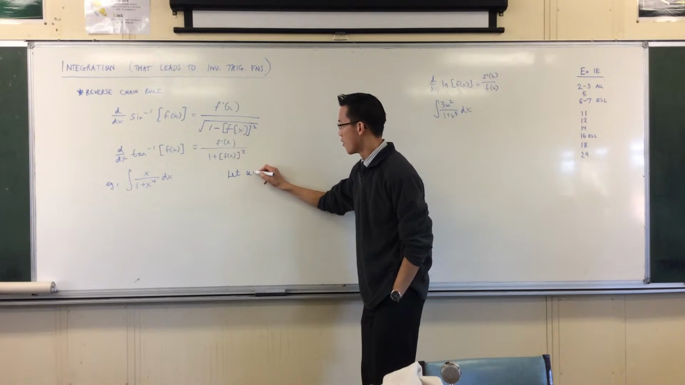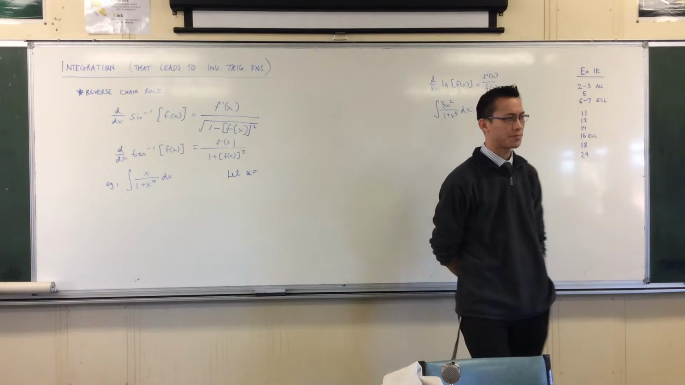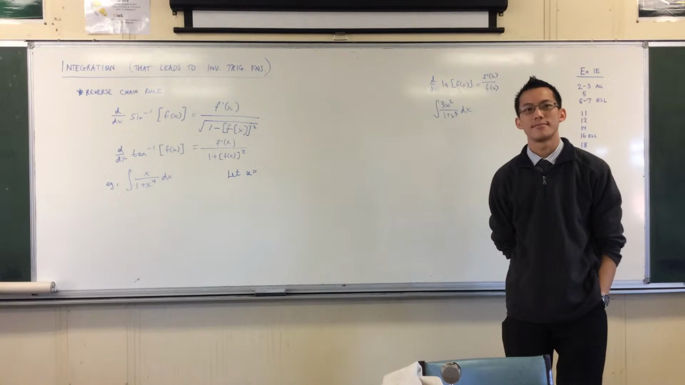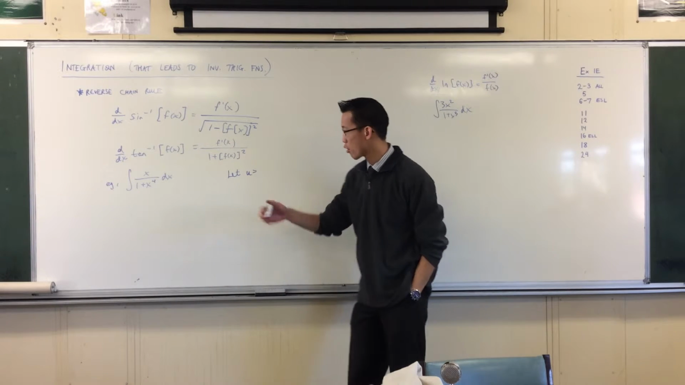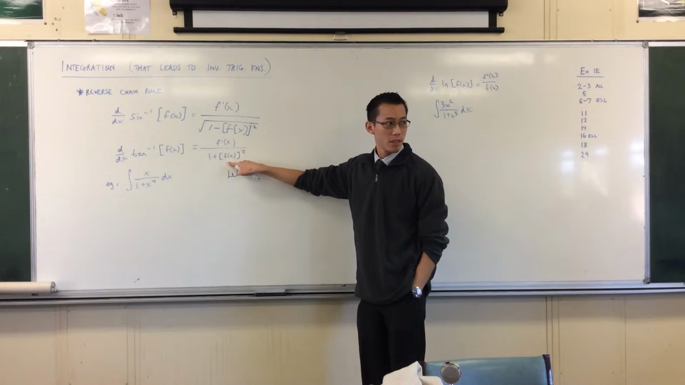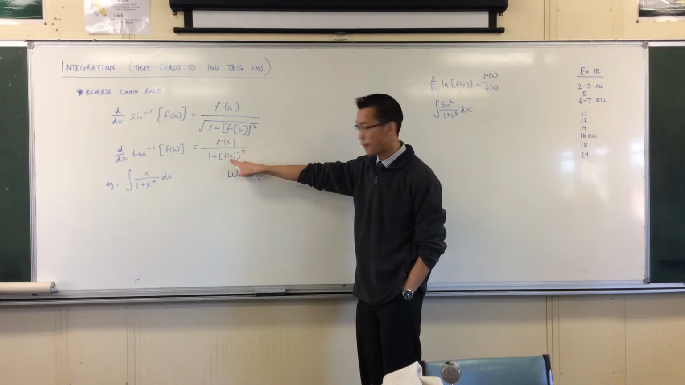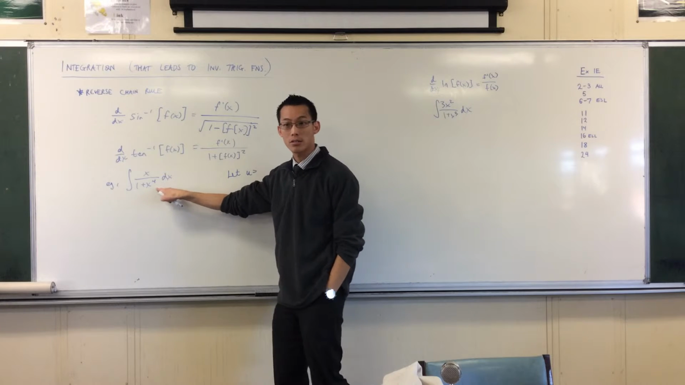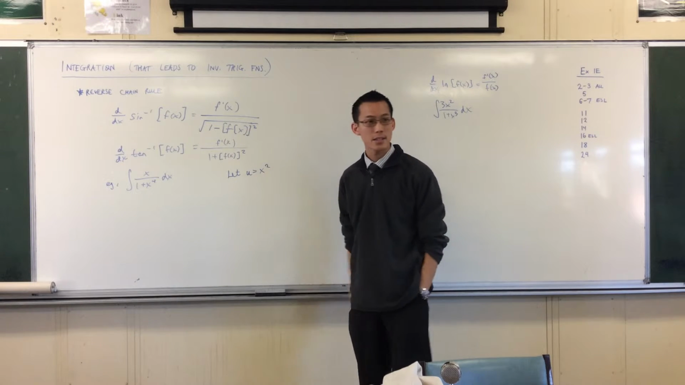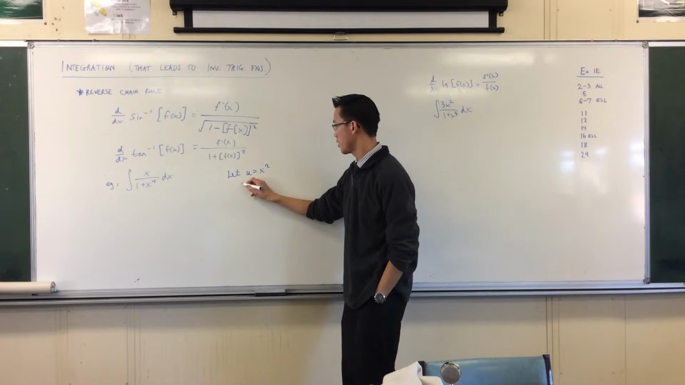What should I choose? I've got 1 plus x to the 4 on the denominator, so what would be an appropriate choice for f? Looks like it'd be x squared. If I stick an x squared there, I'll get 1 plus x squared squared. That's what I want. So I'll let u equal that. That gives me a result for the derivative, du.